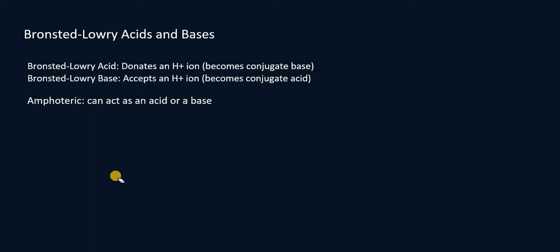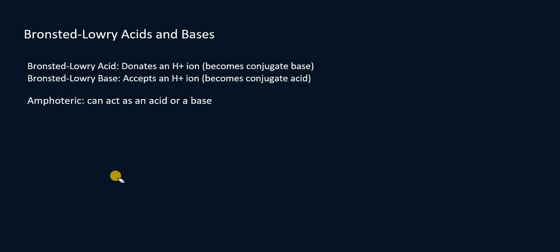And you're also going to see what's called an amphoteric compound. An amphoteric compound is just simply any compound that can act as an acid or a base. It can be one or the other, and which one it acts as is going to depend on the situation it's in. But essentially, amphoteric just means it can be one or the other. It's not strictly speaking an acid or a base.